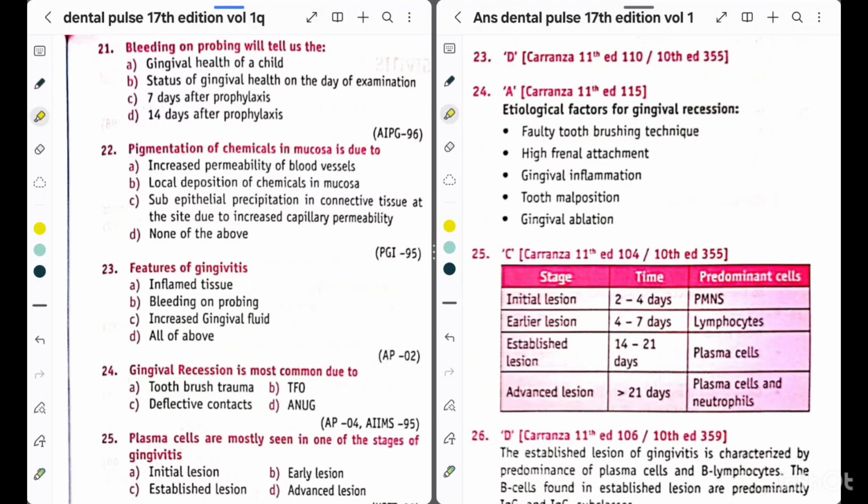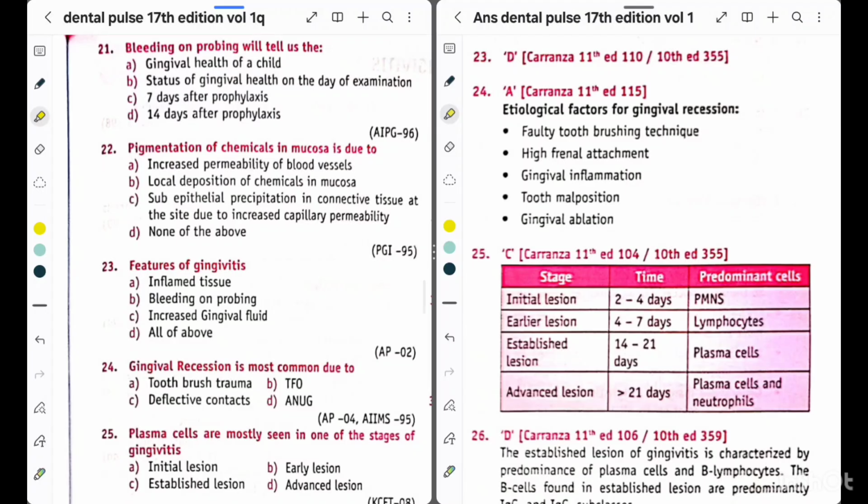So in this video we will continue solving questions of chapter 5 gingivitis. So let's begin. Question 21.